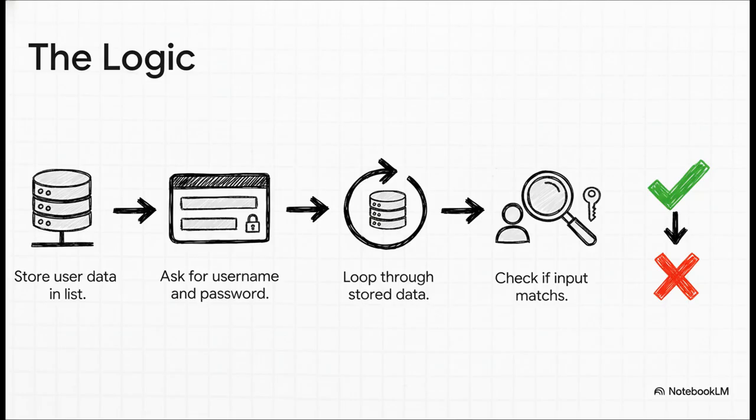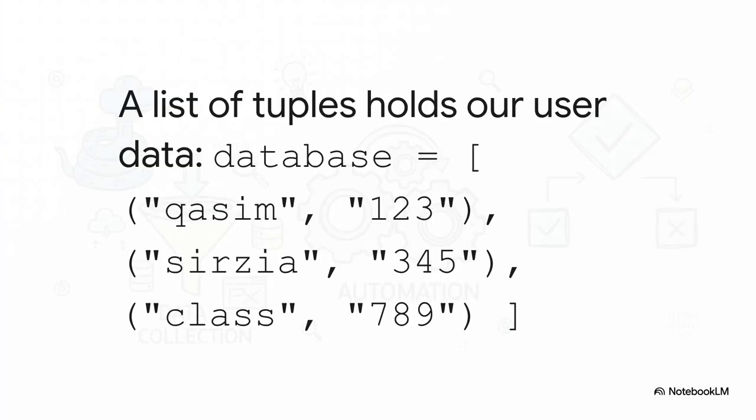Let's build it. First up, we need our little database. And yep, you guessed it, it's a list. But look closely. See how each item inside is a pair of data? It's a username bundled with its password. That structure is super important for keeping our related info together.